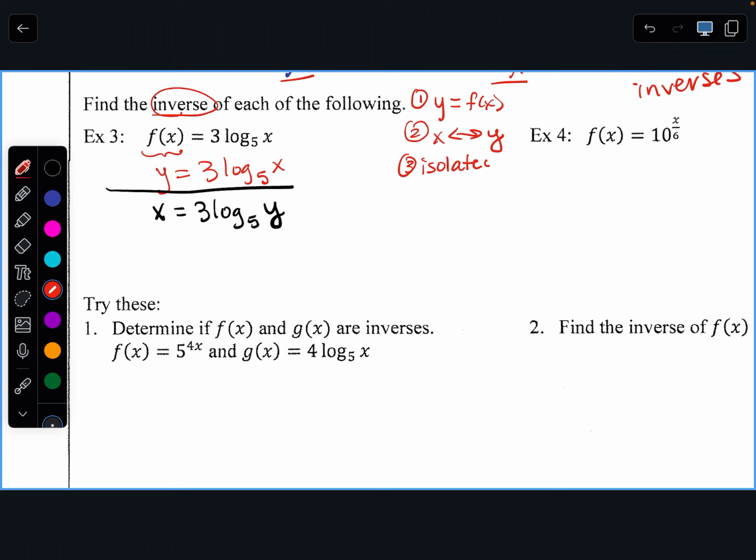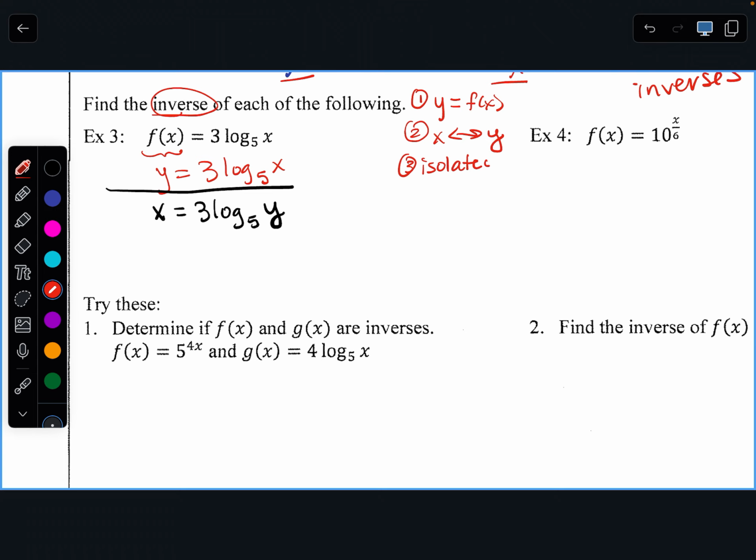What that does for you is it's going to cancel this out. So we're left with 5 to the x over 3 equals y. So we've got that y by itself. And then the fourth step, of course, is to rename it so that it looks like the inverse. So this is actually the inverse of f of x.